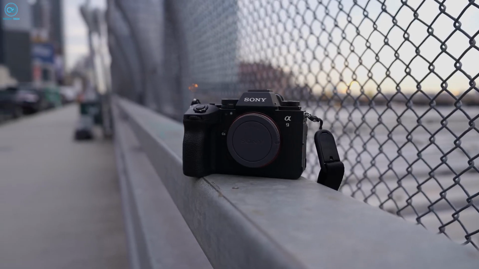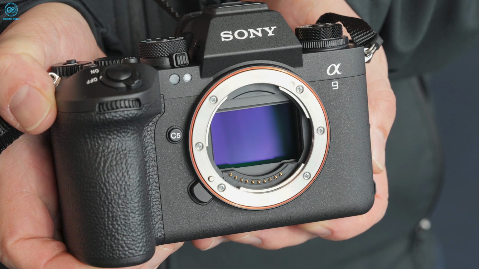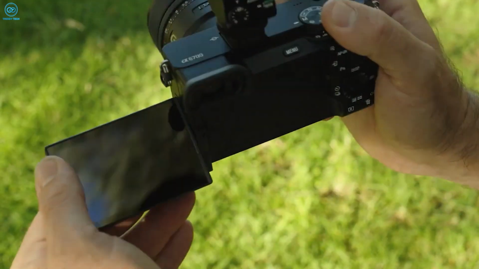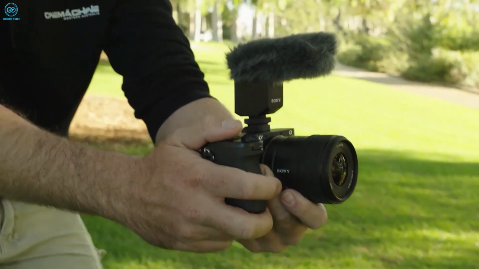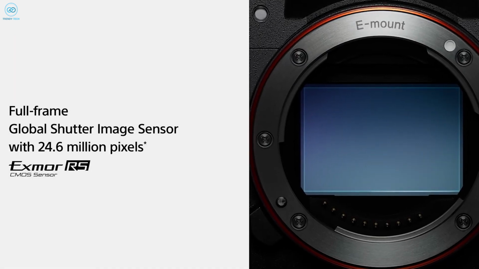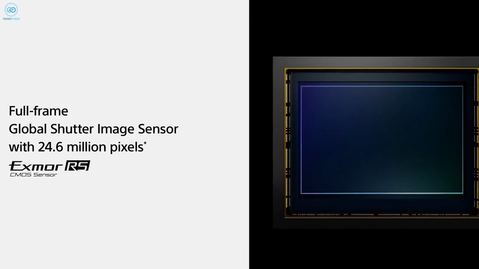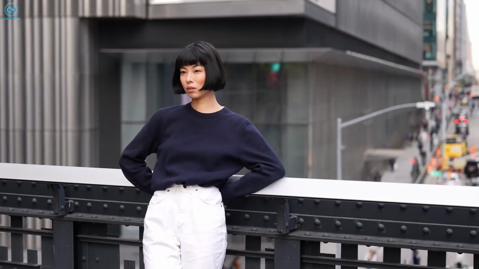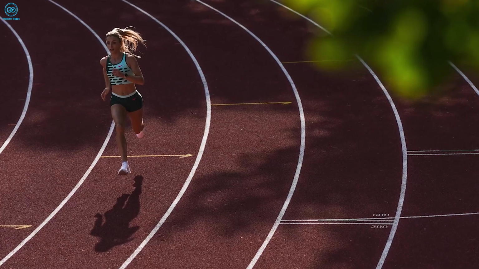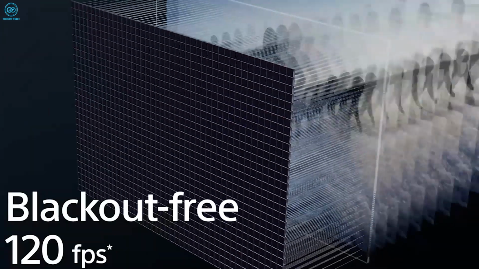At the heart of the A9 III's technological prowess is Sony's newly developed stacked CMOS sensor, a groundbreaking achievement as the first 35mm full-frame camera to incorporate a global shutter. The 24.2-megapixel Exmor RS sensor, with its integral memory facilitating instantaneous readout crucial for the global shutter, brings medium format level resolution and image quality to the forefront. This is complemented by sensor stabilization enabling blackout-free capture at an impressive 120 fps.